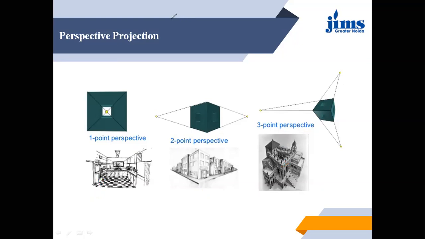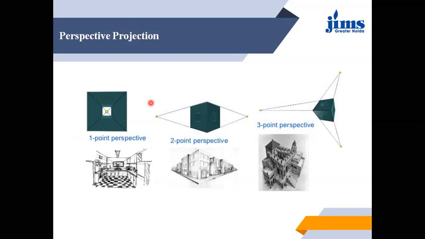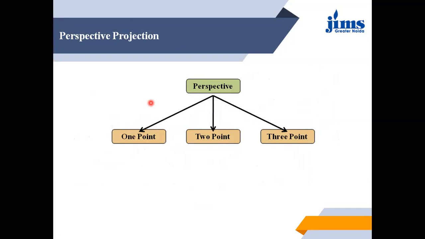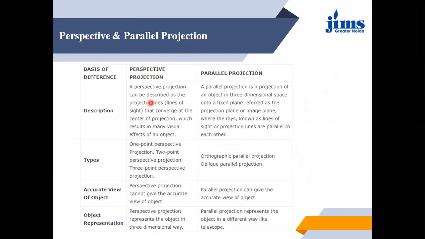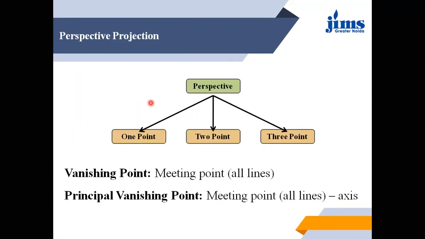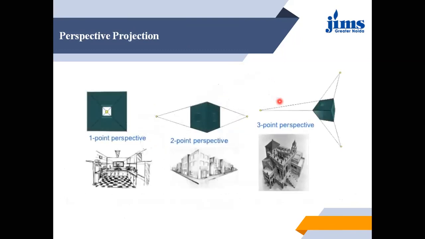So this was about the differentiation of 1-point, 2-point, and 3-point perspective. I think now the perspective projections will be clear to you, as in this the distance of the object from the COP is finite. You can see from this example that the COP is at a finite distance from the object. So this is a realistic view. These types of views we have to study in our computer graphics.